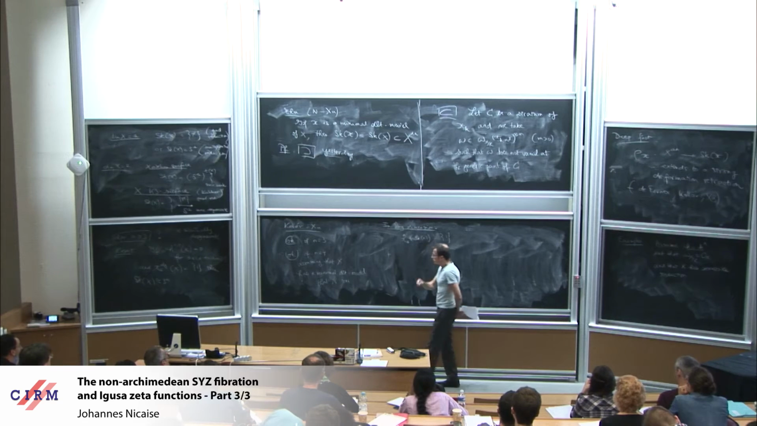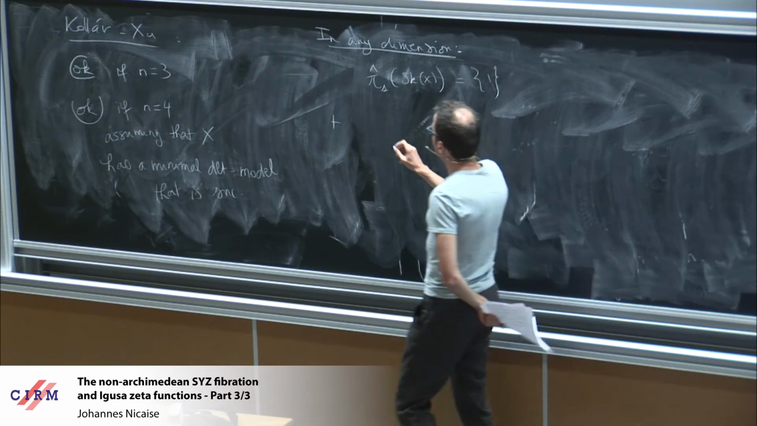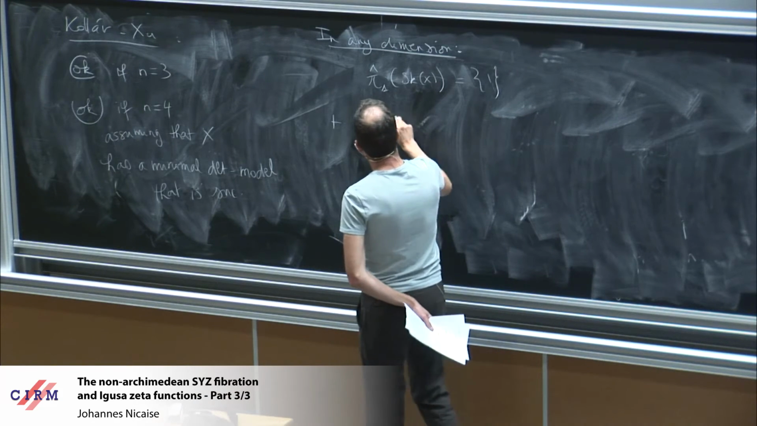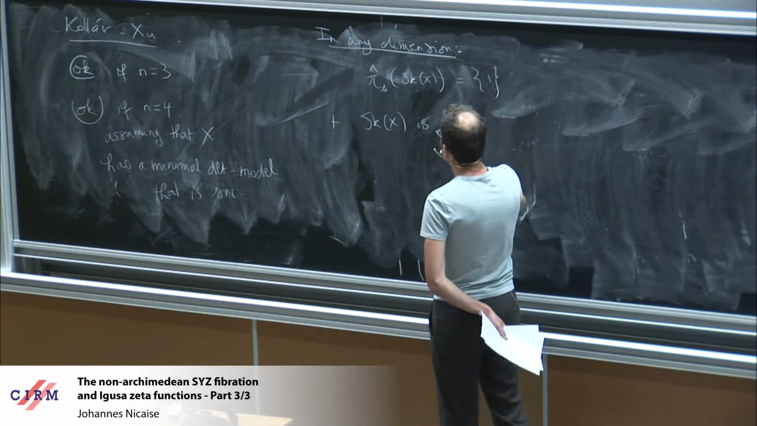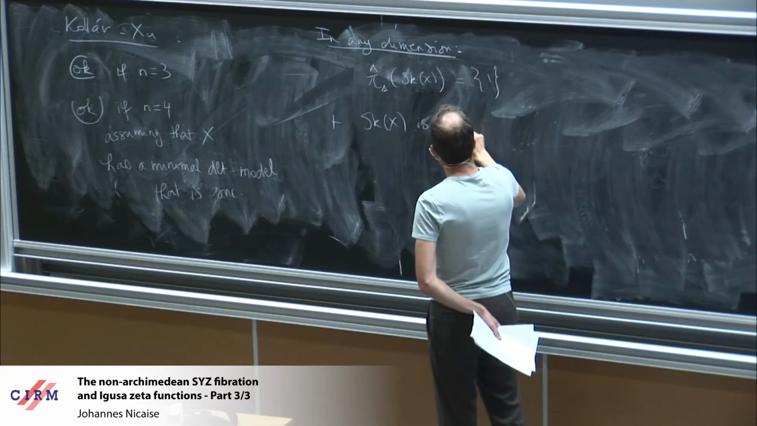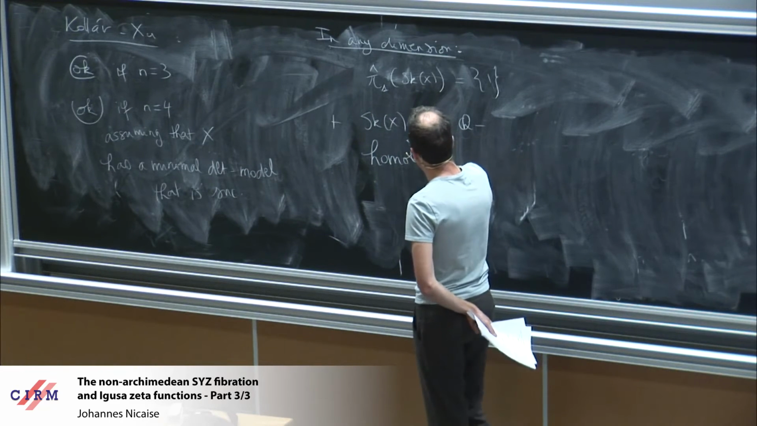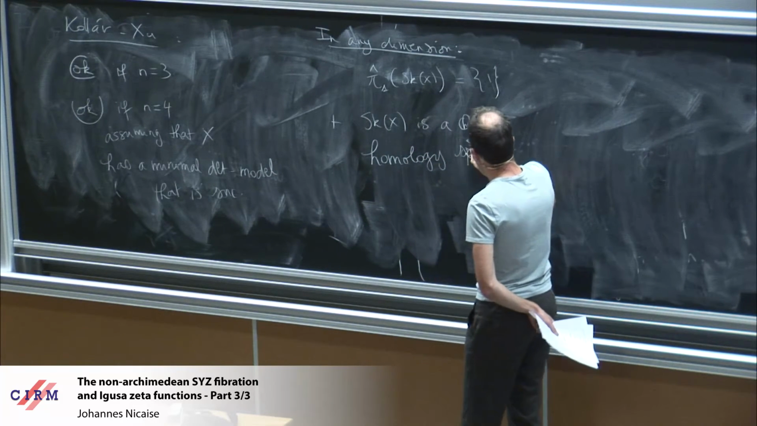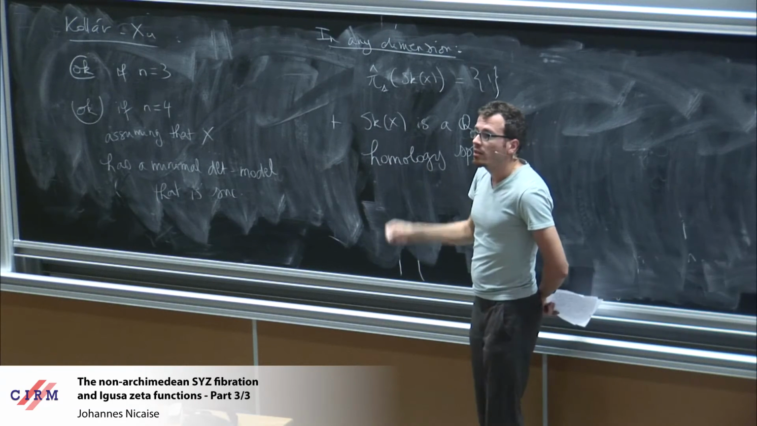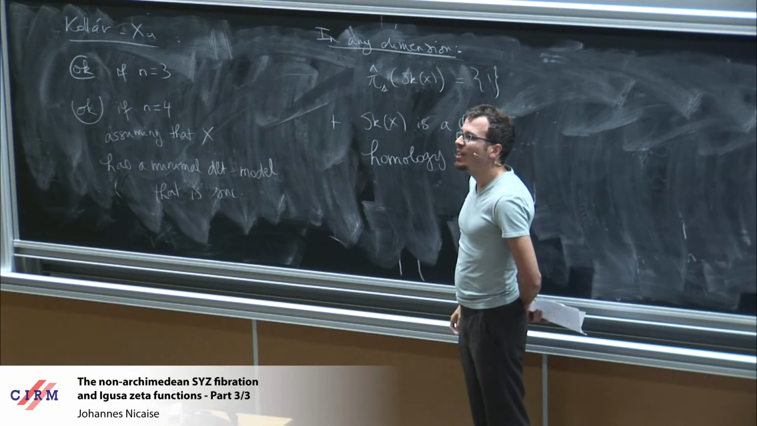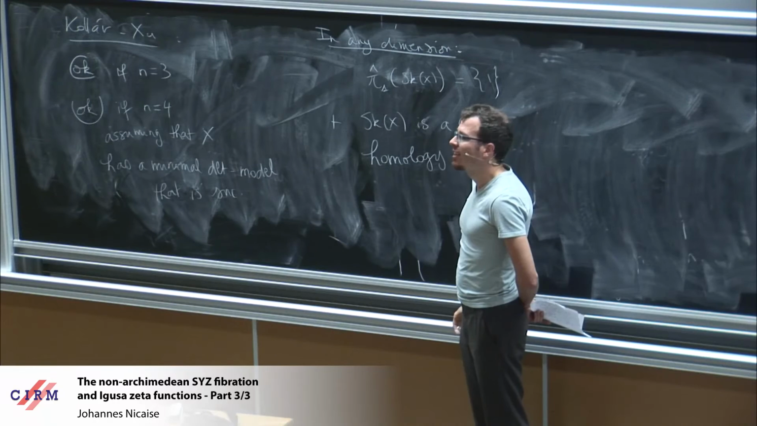And to answer Thomas's question, we also know that the essential skeleton is a rational homology sphere of dimension n. This seems to fail in dimension 1. But I'm assuming simply connected. There are no simply connected Calabi-Yaus in dimension 1.